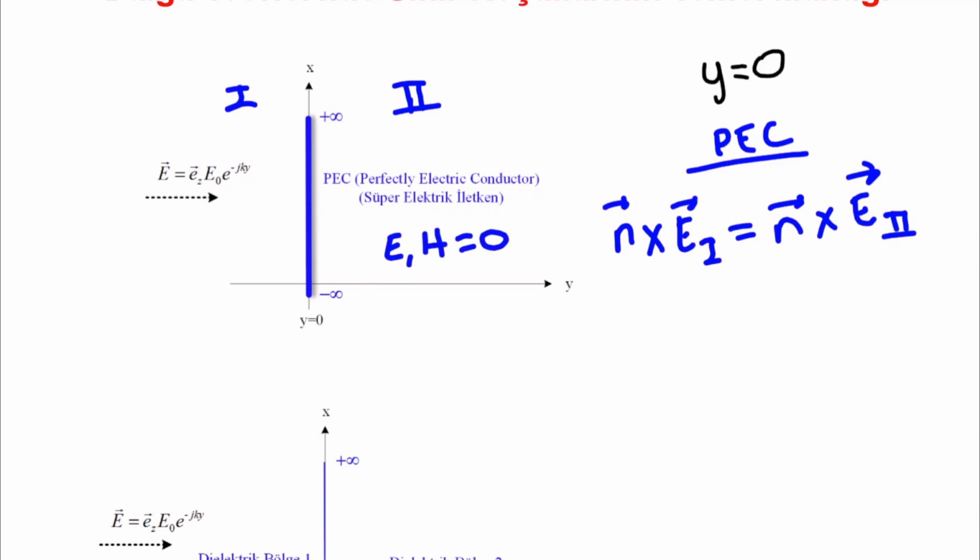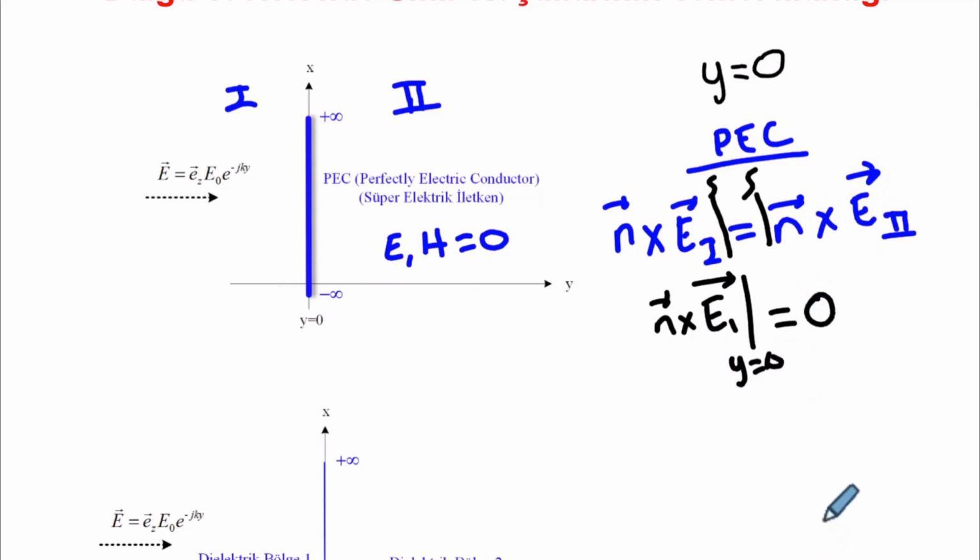Since E and H are 0, where is n cross E1, my friends? Of course, it should be written here as well, at the boundaries. At the S surfaces, I'm writing S here. Look, is this the S boundary? Where is my boundary? Here, at y equals 0. It must be equal. Since on the other side, 0 cross 0 will be 0, it equals 0.